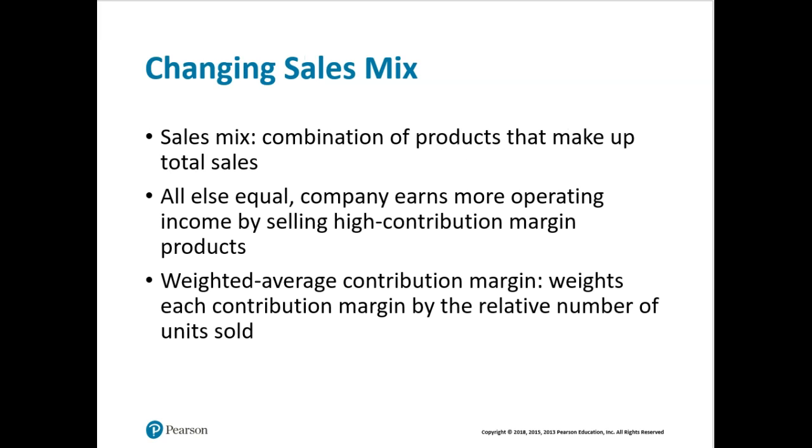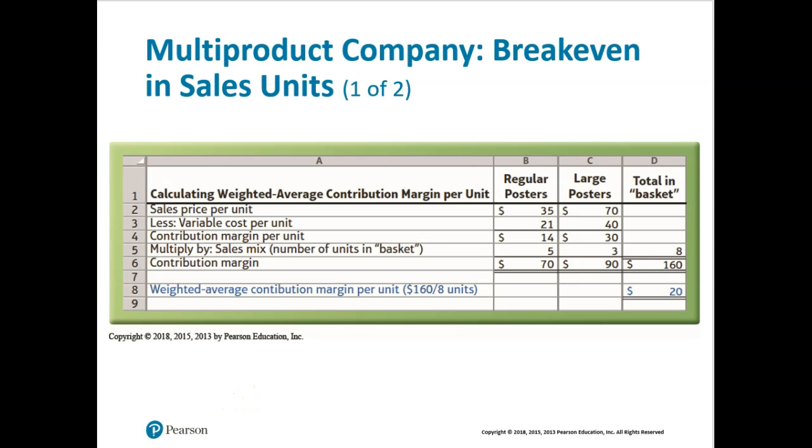The sales mix is a combination of products that make up total sales. And if everything is the same, a company earns more operating income by selling high contribution margin products. So what we do is we calculate a weighted average contribution margin. We weight each contribution margin by the relative number of units sold and then do a break-even analysis that way.